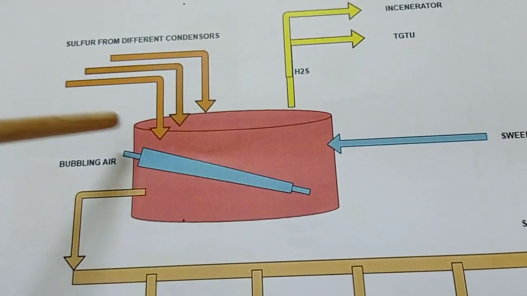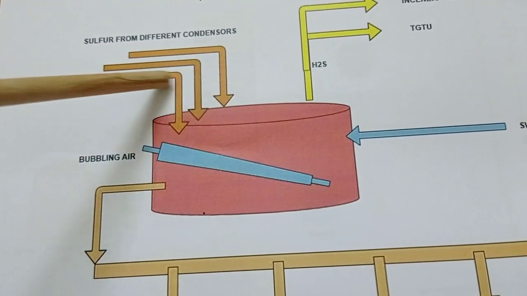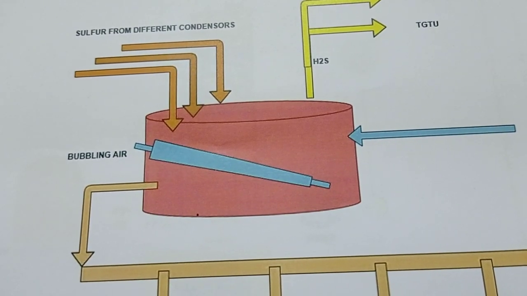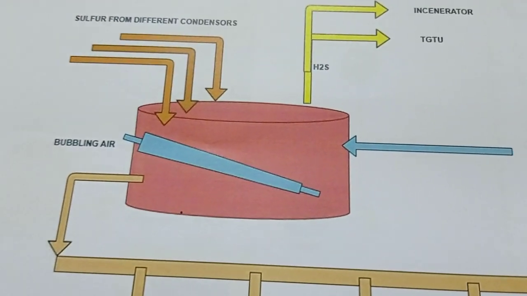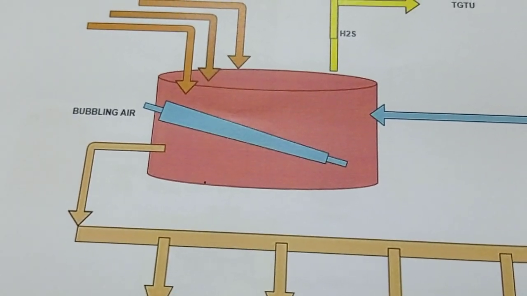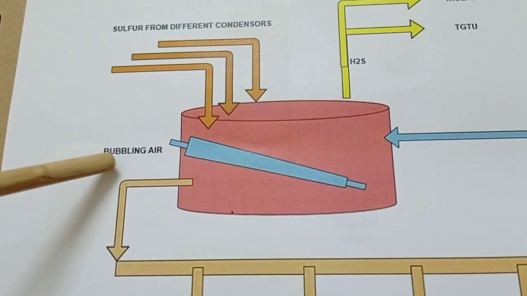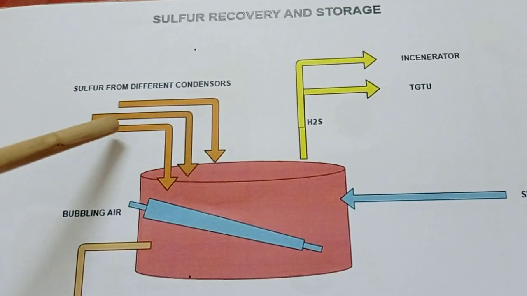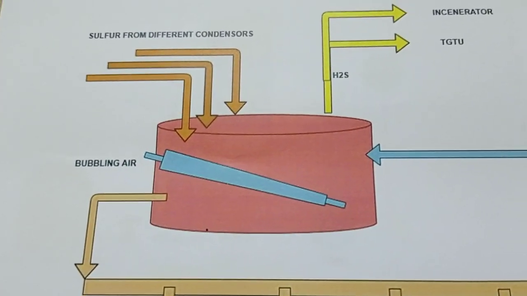This is called the sulfur storage pit. This is the sulfur from the different condensers, one condenser, two, three or four. It all depends upon the production, or I can say the capacity of your plant. So we receive sulfur from different units. This tank is jacketed, and steam coils are inside, and we receive sulfur from the different condensers. But here we add bubbling air in the tank. This is the main tank which receives sulfur from the Claus reactor. Once it is received from the SRU, the sulfur will have H2S and many gases.